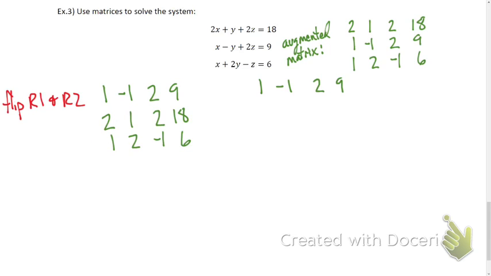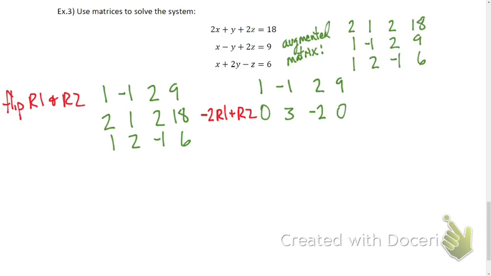So I guess, I don't know, let's use row 1. Let's change colors. And we're going to add it to row 2. That'll give us a 0 in the first spot. -2 times -1 is 2, plus 1 is 3. -2 times 2 is -4. So that's -18. Add it to 18 and we get 0.